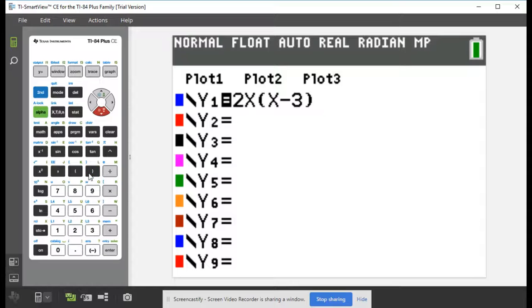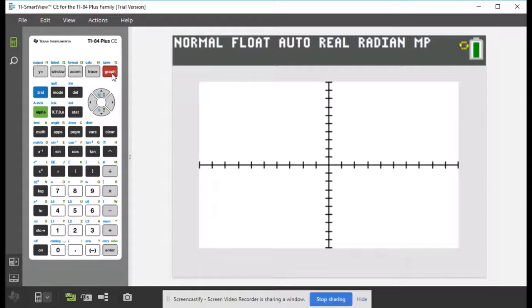Arrow down to y2 and type in the right side of the equation. Negative, the one below 3, x plus 7. To graph, press graph. If your window looks different from the one on my screen, type zoom 6 to restore a standard viewing window.